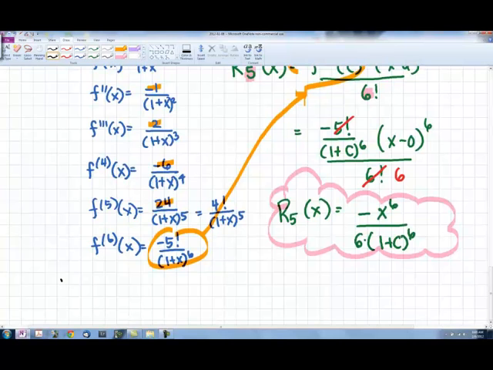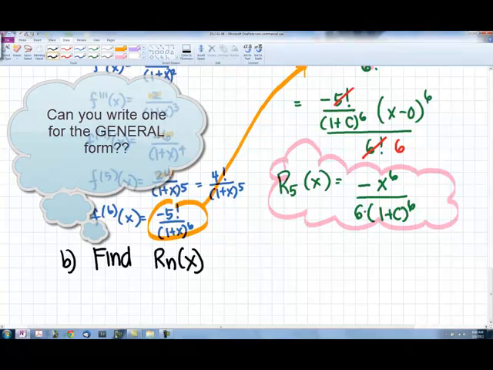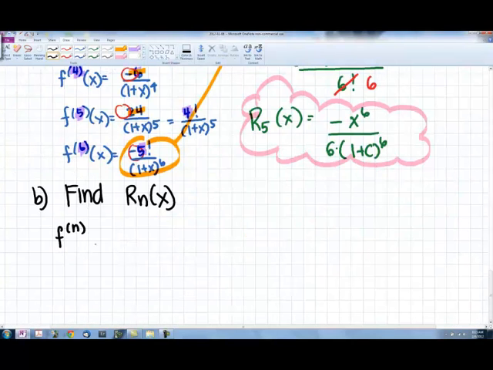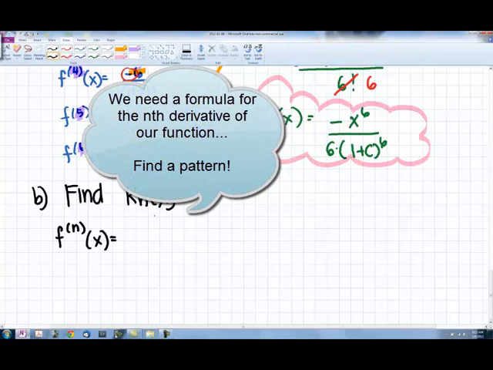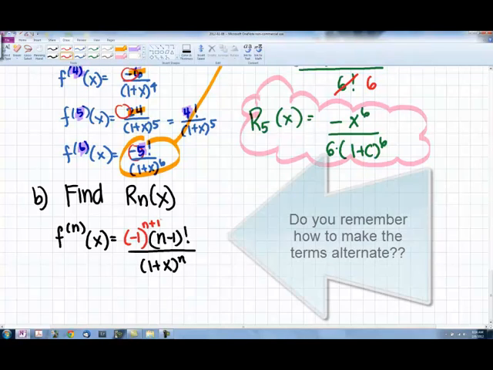Do you think you could write the Lagrange form of the remainder for the nth order Taylor polynomial? So I want to know what r sub n of x would be. We need to have the nth derivative of f. So looking at the pattern from above, we should have an n minus 1 factorial on top, 1 plus x to the n derivative, and since it's alternating negative 6, positive 24, negative 5, and so on, I know I'm going to have an alternating series, and it's going to be negative 1 to the n plus 1.